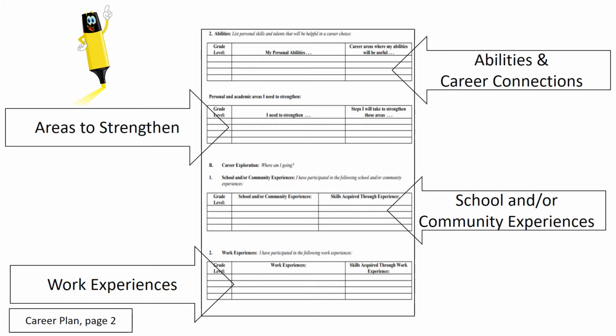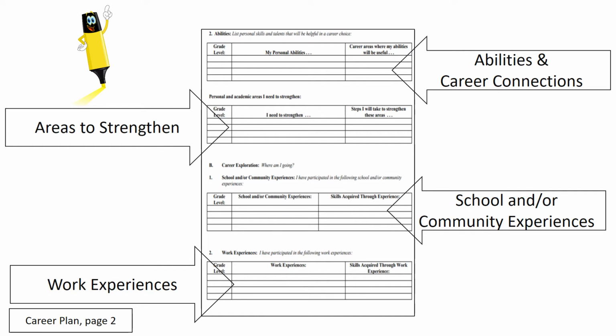If these are not subjects that Roberto is doing very well in, he would list the appropriate courses in the boxes underneath I need to strengthen. The steps he will take to strengthen these areas could include asking for extra help in math and science or tutoring, just for a few examples.